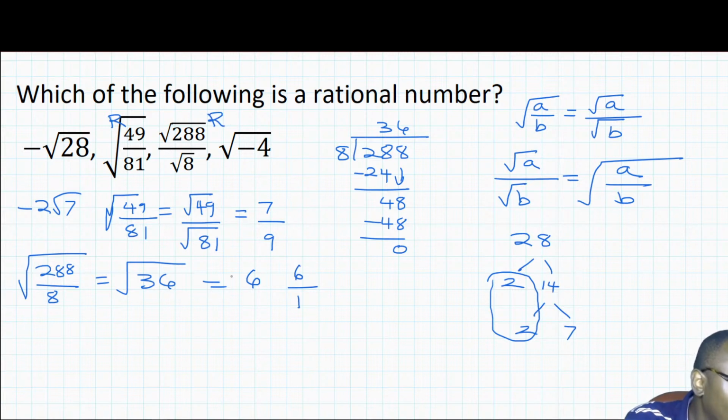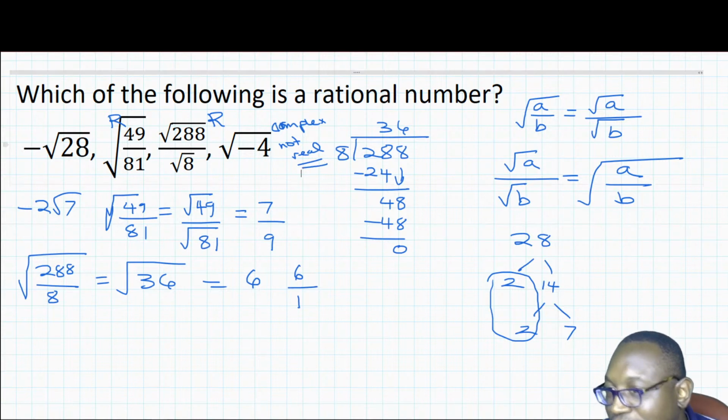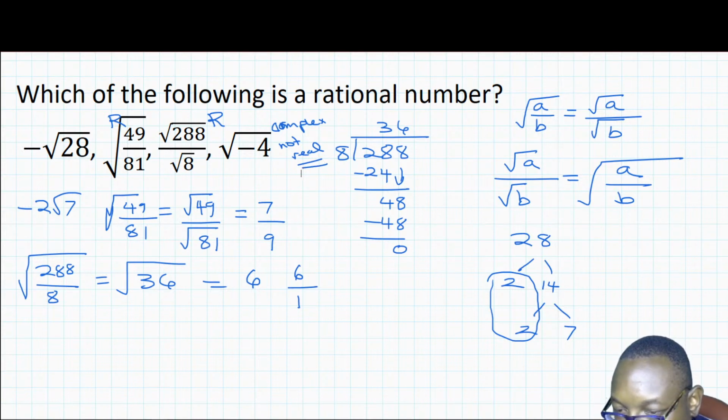And the square root of negative 4 is actually a complex number. It's not even a real number. It's not a real number because you can't put it on the calculator. Let's actually see what that looks like on the calculator. I'm going to pull up my calculator here so that you guys can see what I'm referring to.